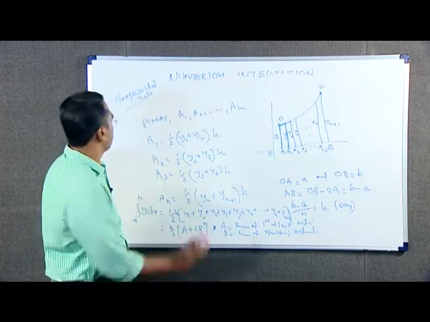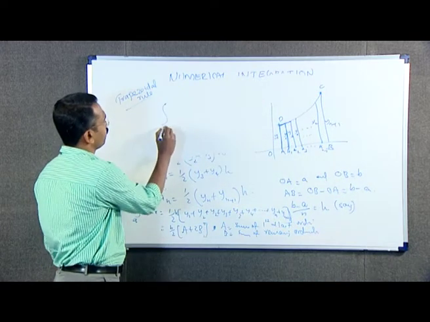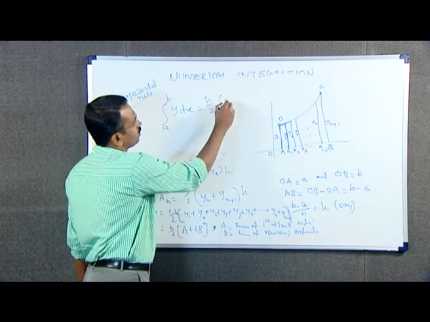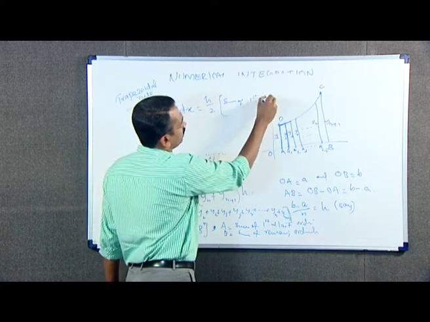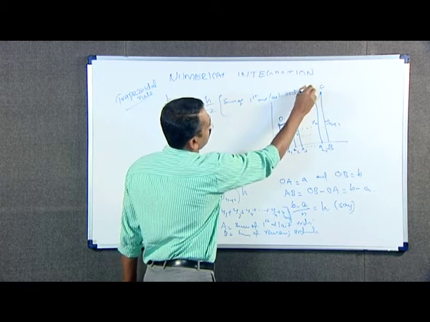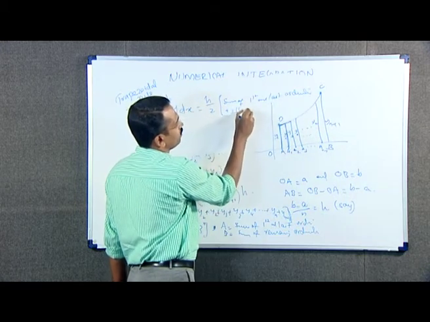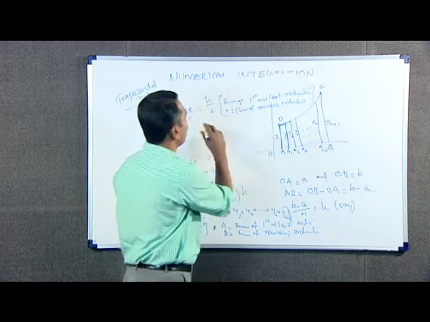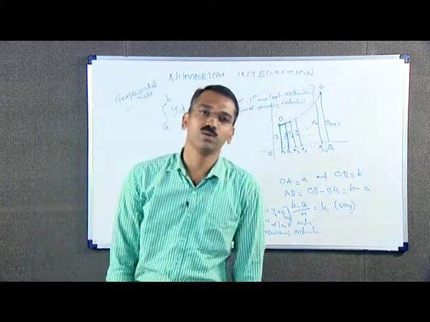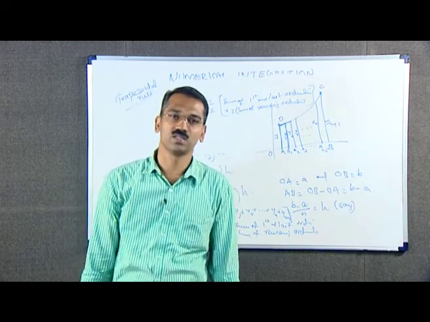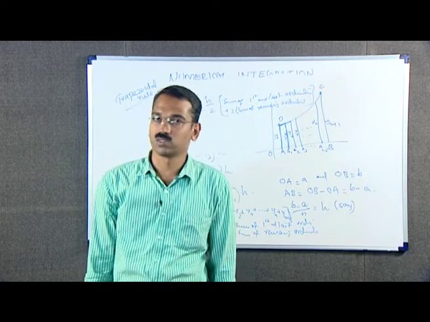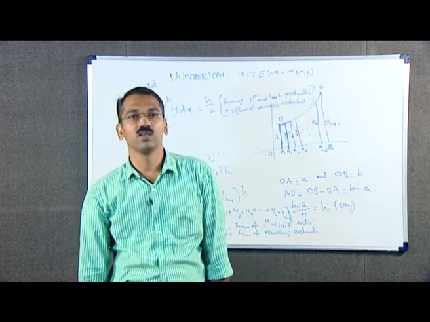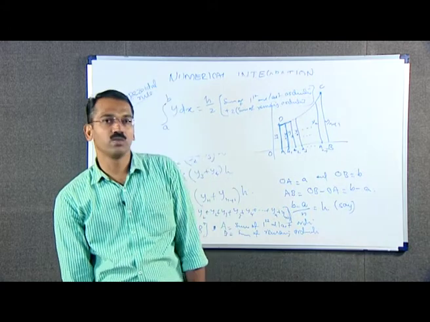That is, the formula for the trapezoidal rule is integral from a to b of y dx is equal to h by 2 into the sum of first and last ordinates plus 2 times the sum of remaining ordinates. This is the formula used in the trapezoidal rule. Now, let me conclude this session. In this session, we derived Newton's Cotes formula for integration, which is a general formula for numerical integration. If we substitute n equal to 1, we get the trapezoidal rule.